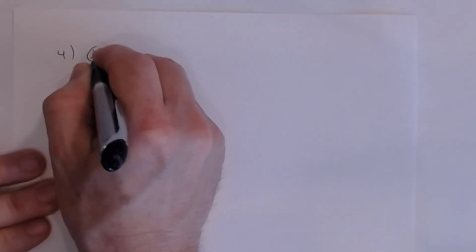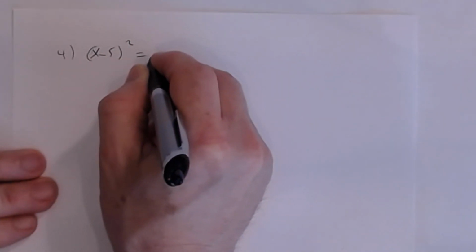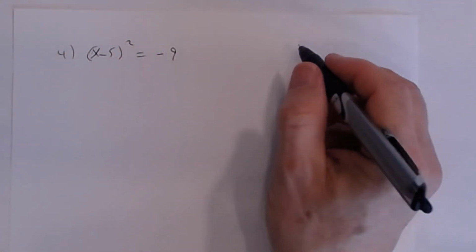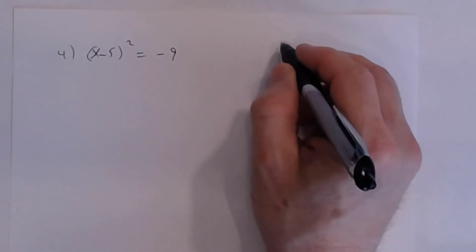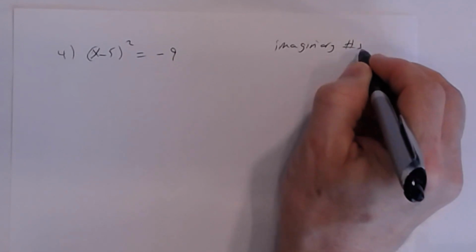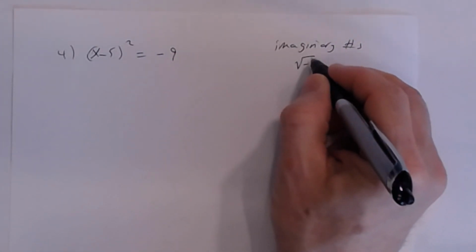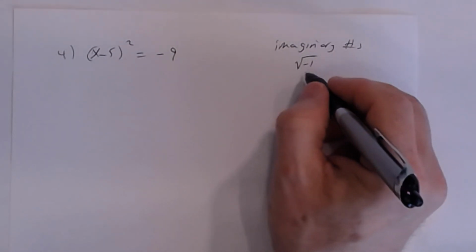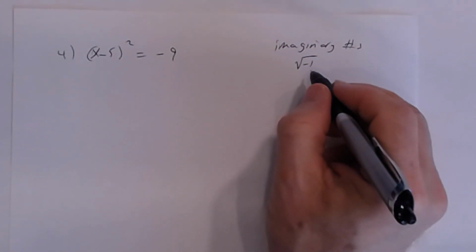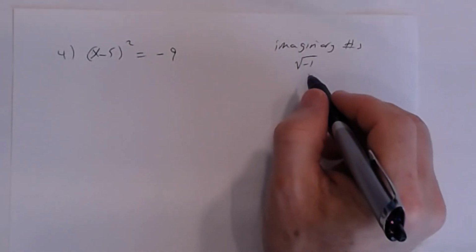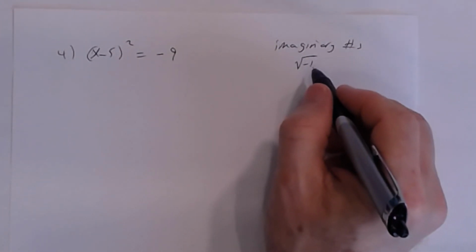We have (x − 5)² equals, let's say, negative 9. Now listen carefully. One of the things you learned in one of the lessons was the idea of imaginary numbers. If you take the square root of a negative 1, remember, the square root of a negative 1 is not a real number. No real number times itself is a negative 1. So this becomes, in terms of our discussion, an imaginary number.